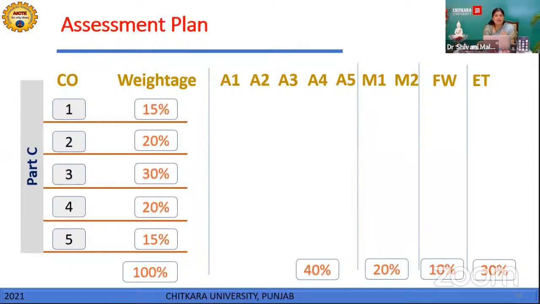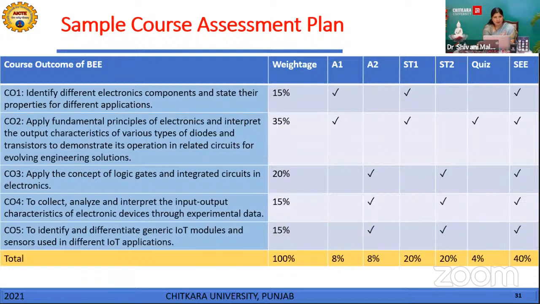Now the mapping is required to be done while you are framing a particular assessment tool for them, right? So for any sample course, this is the assessment plan that has been taken. Assignment 1 will include the testing of CO1 and 2. Similarly, assignment 2 will include the testing of CO3, CO4, and CO5.